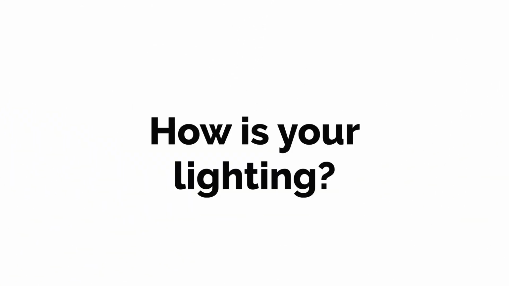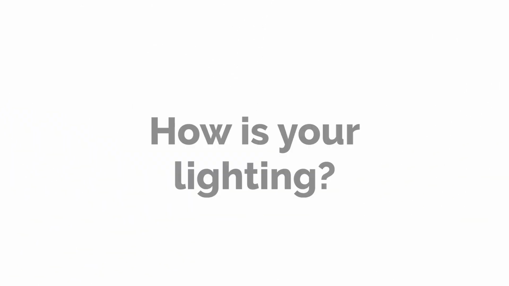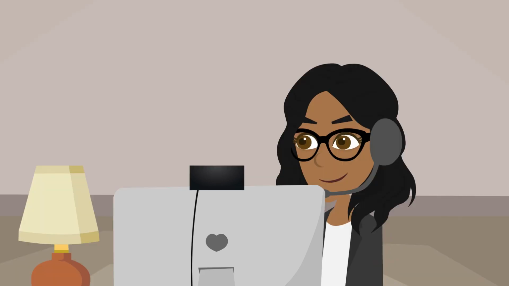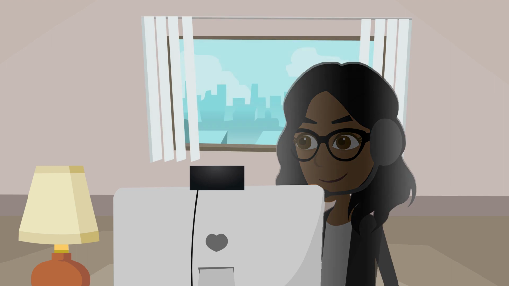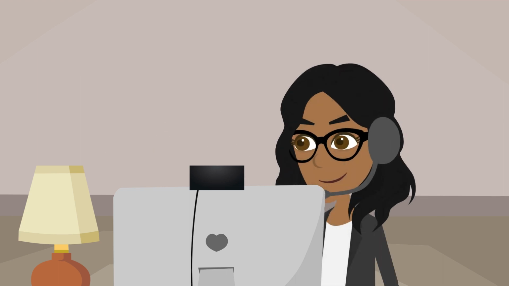How is your lighting? Make sure what is seen on camera is well lit. No one wants to see a shadowy figure giving them information. Use extra table lights if necessary, since fluorescent overhead lights are not flattering. Try not to have a window or other light source directly behind you, as it will cause you to be backlit and make it difficult to see your face.